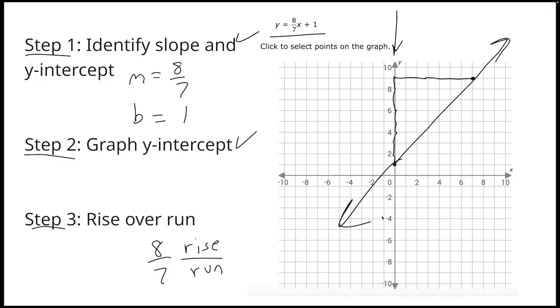Okay, so you get the slope and y-intercept. You put the y-intercept down first, and then you use the slope, rise over run, to count boxes, put your second point, connect them with a line. It's always to the right, and we'll talk about positives and negatives in a second.